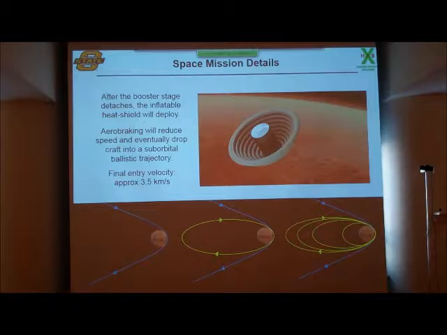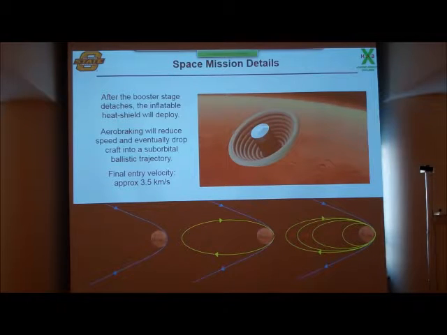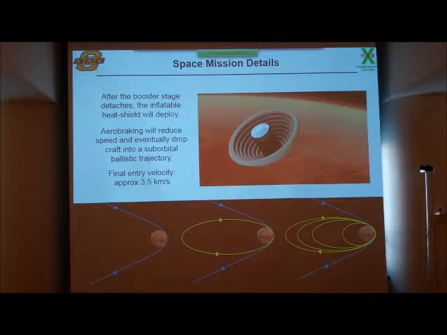After the booster stage detaches, the inflatable heat shield will deploy. We're estimating that to have a diameter of about 15 meters. We'll use aerobraking to reduce speed through several aerobraking passes to eventually drop the craft to a suborbital trajectory with a final entry velocity of approximately 3.5 kilometers per second.